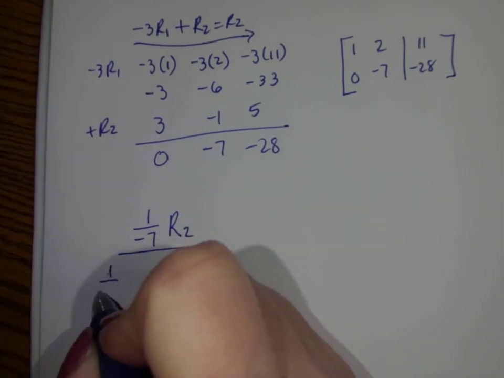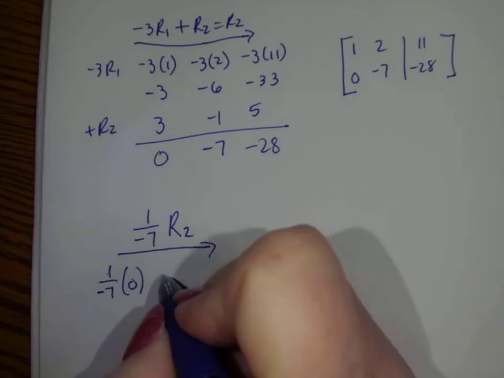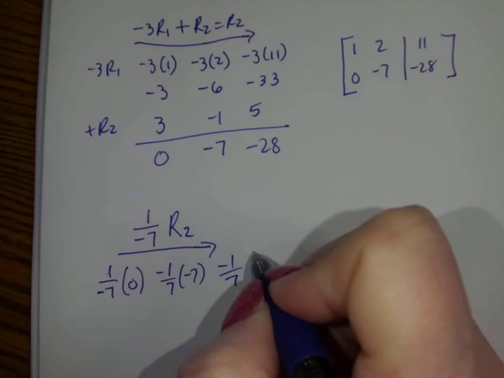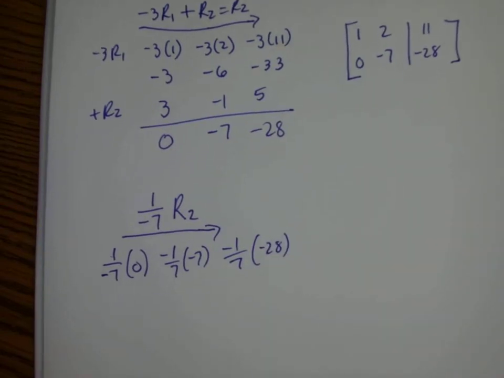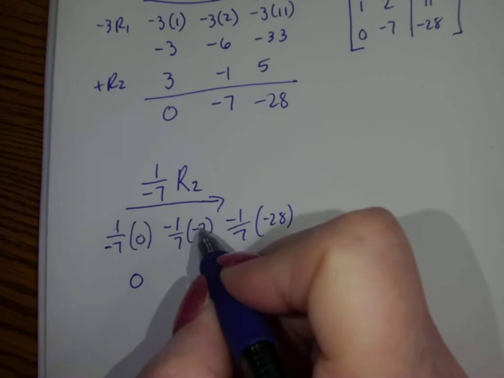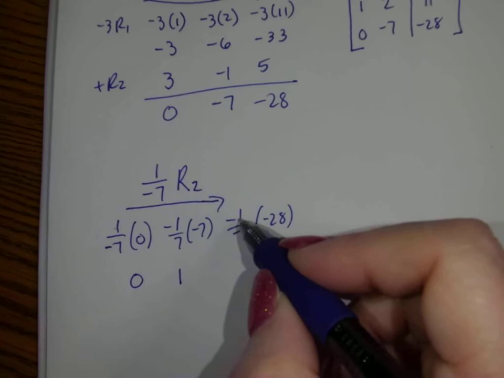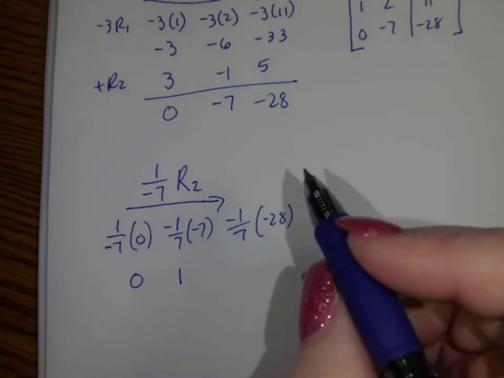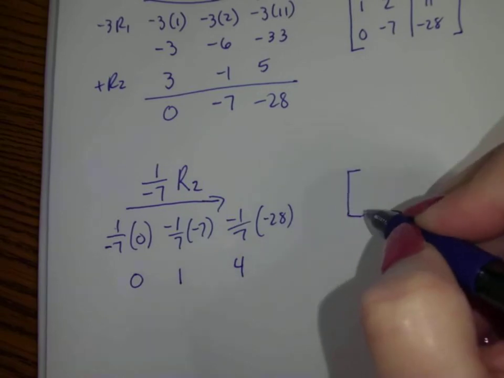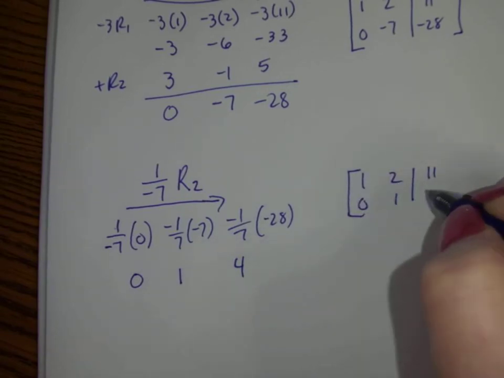So we have 1 over negative 7, or negative 1/7, it doesn't matter where you put the negative sign, times 0, negative 1/7 times negative 7, and negative 1/7 times negative 28. So this will become 0. Negative 7 times negative 1/7 would be 1. And negative 1/7 times negative 28 will get us 4. Rewrite our matrix. So we have 1, 2, 11, 0, 1, 4.